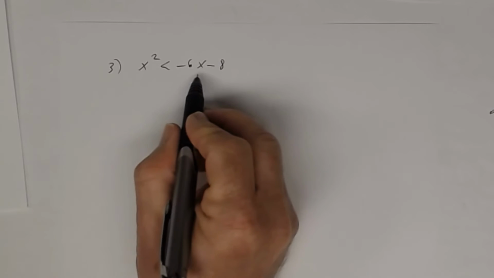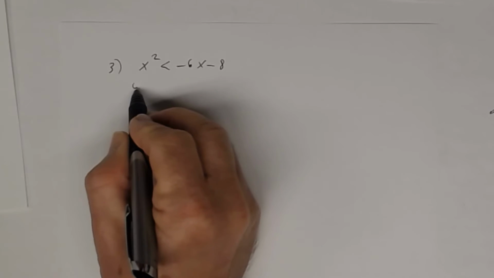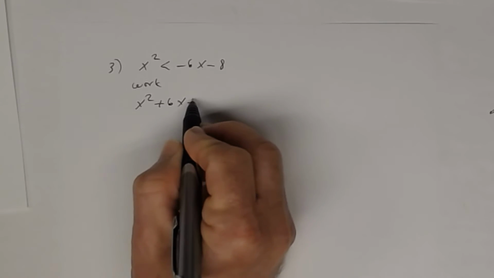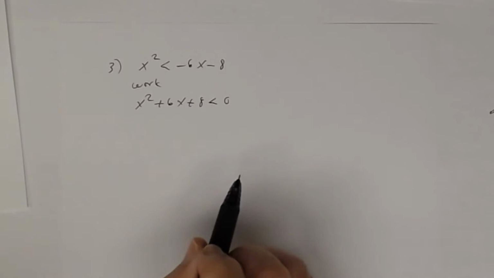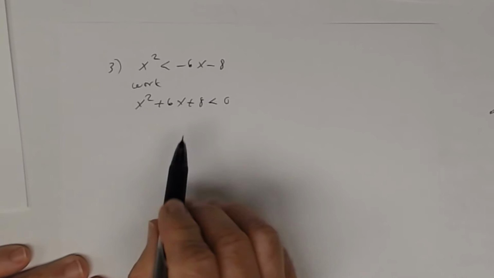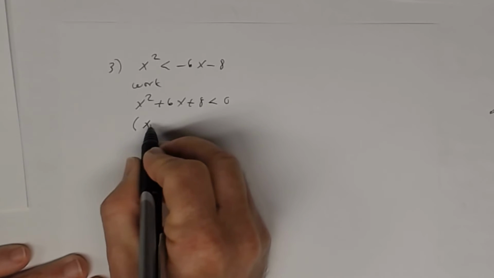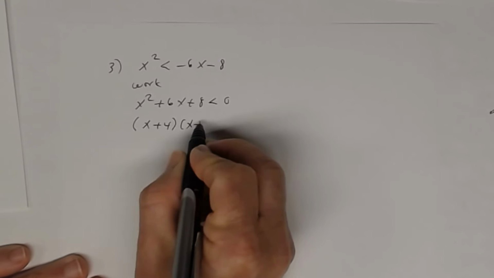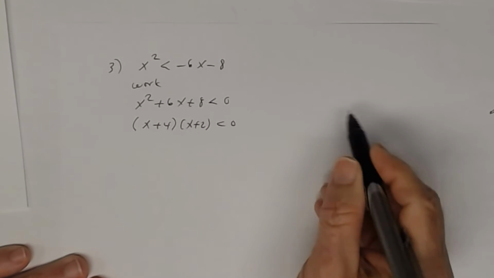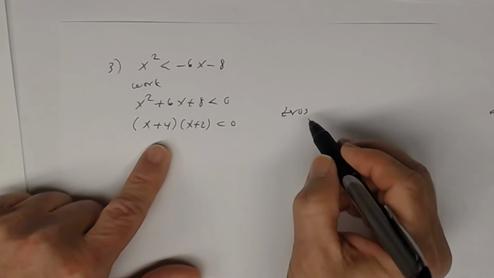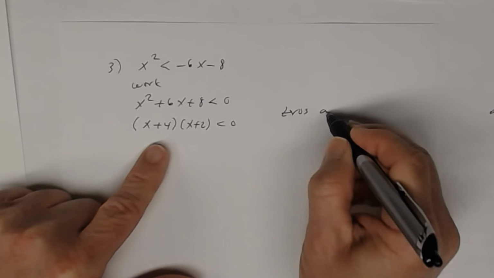Okay, so I'm going to bring all the terms to the other side because I need 0 here. So here's the work. You're going to say x squared plus 6x plus 8 is less than 0. Okay, now we're going to go ahead and factor this. So remember, all of them are factorable. So when I factor this, I get x plus 4 times x plus 2 is less than 0. So now we're going to find those zeros. So let's find out what makes this 0. So those will be your critical values.